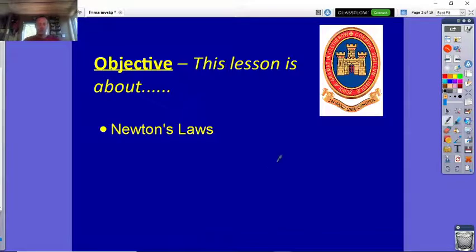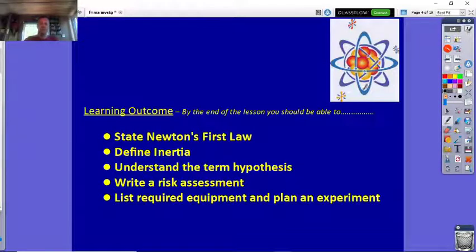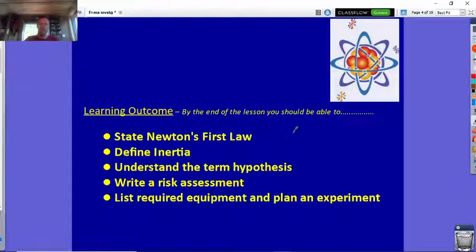So moving on to the second lesson, which is Newton's laws. You'll be doing it already, but this is a bit of a recap and takes things a little bit further. This lesson is all about Newton's first law, stating what it is, and also looking at what this thing called inertia is.